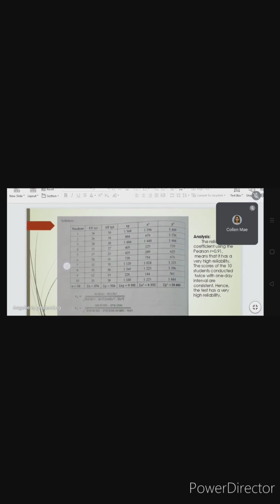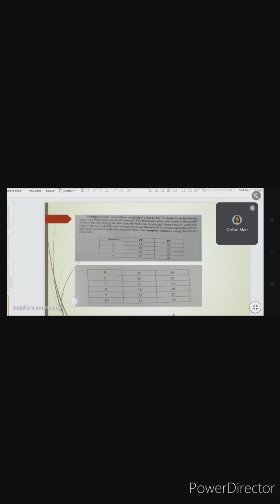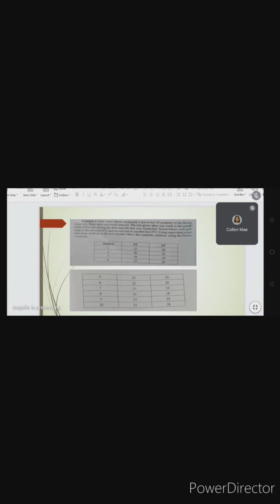So, next slide please. Another example for this is the following. Vency Glenn conducted a test to his 10 students in his biology class, two times after a 1 week interval. The test given after 1 week is the parallel form of the test during the first time it was conducted. Scores below were gathered in the first test and the second or parallel test. Using the equivalent or parallel form method, is the test reliable? Show the complete solution using the Pearson r formula.